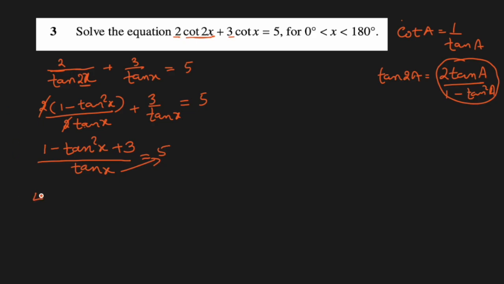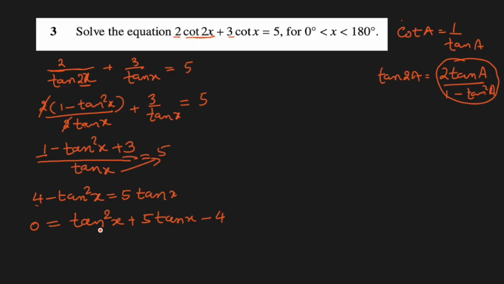4 minus tan square x equal to 5 tan x. 3 plus 1 is 4. Okay, let's keep the left side blank and bring this 4 minus tan square x to the other side. It becomes a quadratic equation now. That's what we wanted. Plus 5 tan x minus 4.